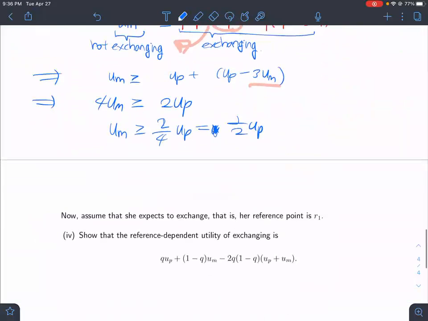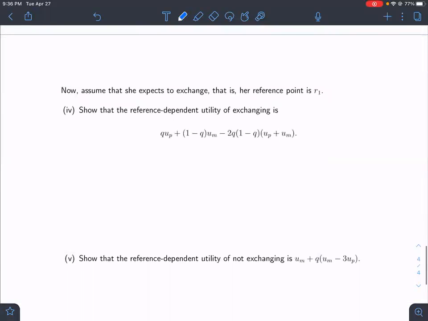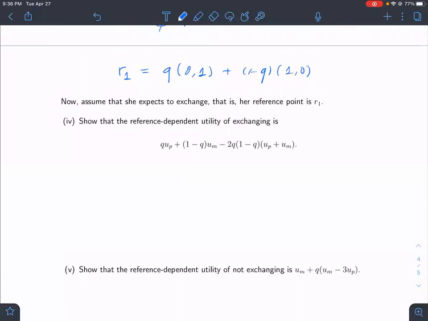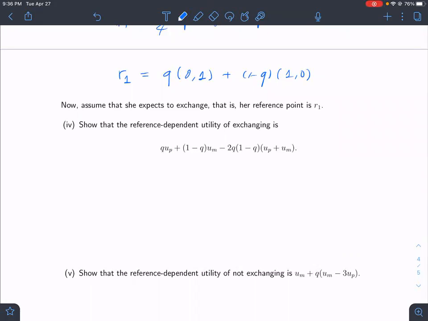Okay. Now the next set of questions is using a different reference point. Just to remind you, R1 was: with probability Q, if you trade, you end up with 1 pen; if you don't trade, you end up with 1 mug. Yeah, looks correct. So now under this reference point, we do the same thing. The utility of exchanging and not exchanging. So if you exchange, then step 1, so always step 1, the consumption utility.